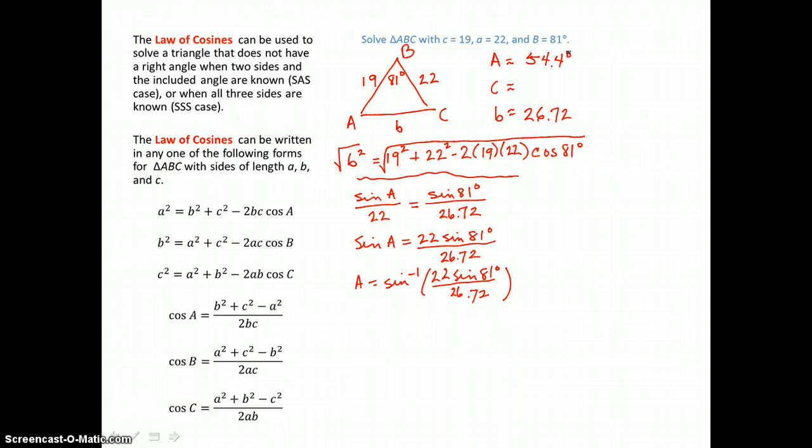Okay, and now that I need angle C and I know the other two angles, now I can just subtract. So angle C is going to equal 180 take away that 81 degree angle and take away that 54.4 degree angle. So I'll run that through my calculator again, and I'll get a 44.6 degree angle for angle C.